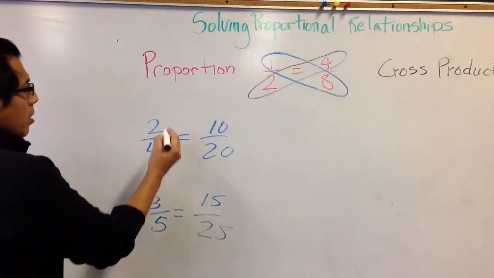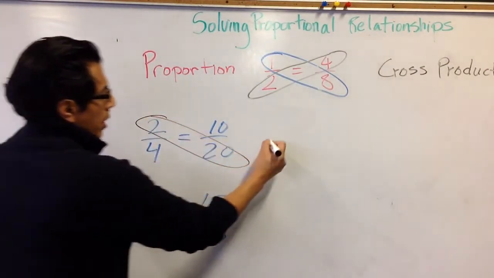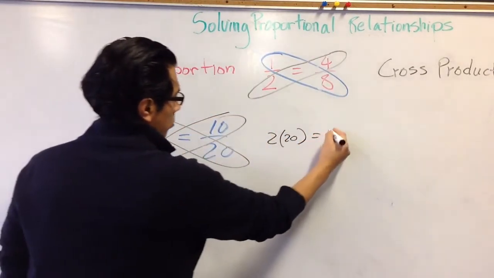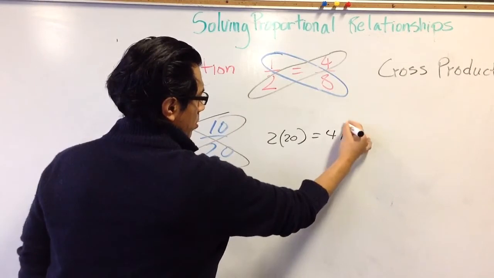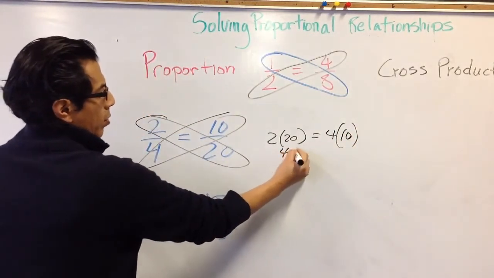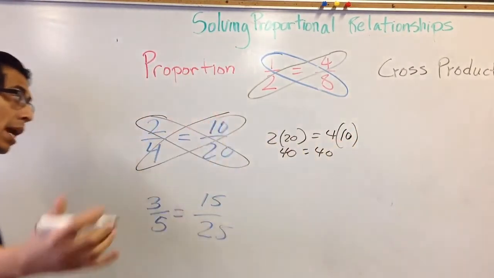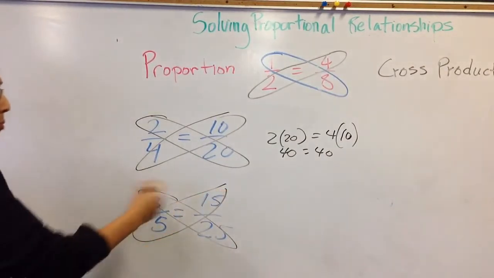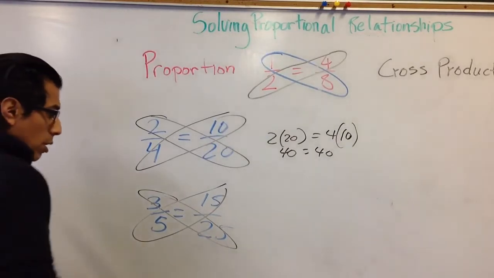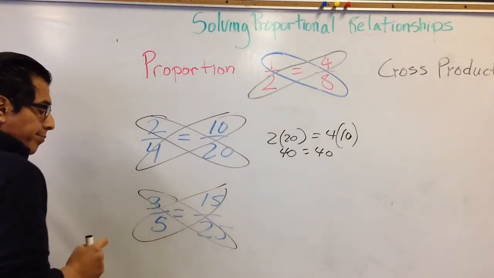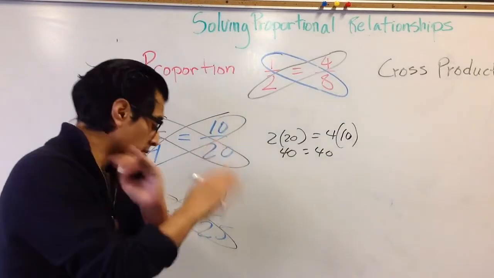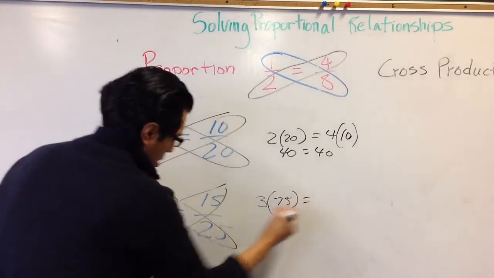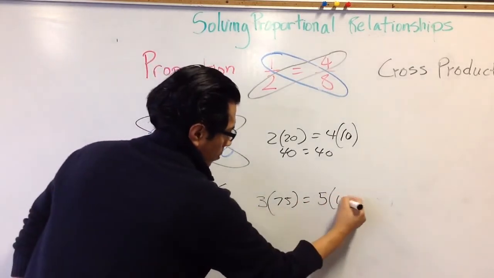Nice job. We know that 2 times 20, since they're proportional, equals 4 times 10. Right? That's 40 equals 40. Is that a true statement? Yeah, it is. All right, how about this one? Cross products. We already said these are proportions. They're equal. So that means if we multiply them across, they're equal.